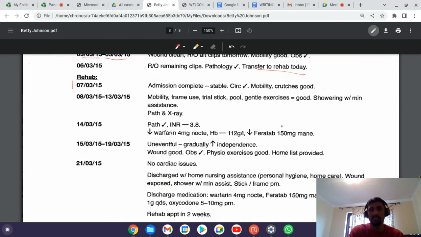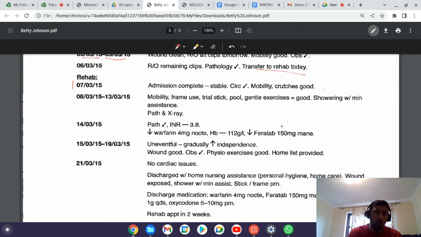Okay. So why is the patient transferring to rehab? That's the question. Again, admission. Okay, patient is stable. The patient is going to rehabilitation on 7/3/2015. Admission complete, stable. Okay, circulation, mobility, crutches good. Again, 8 to 13, mobility, frame use, trial stick, pool, gentle exercises good, showering with minimum assistance, and pathology and X-rays are done on 14/03/2015 again.